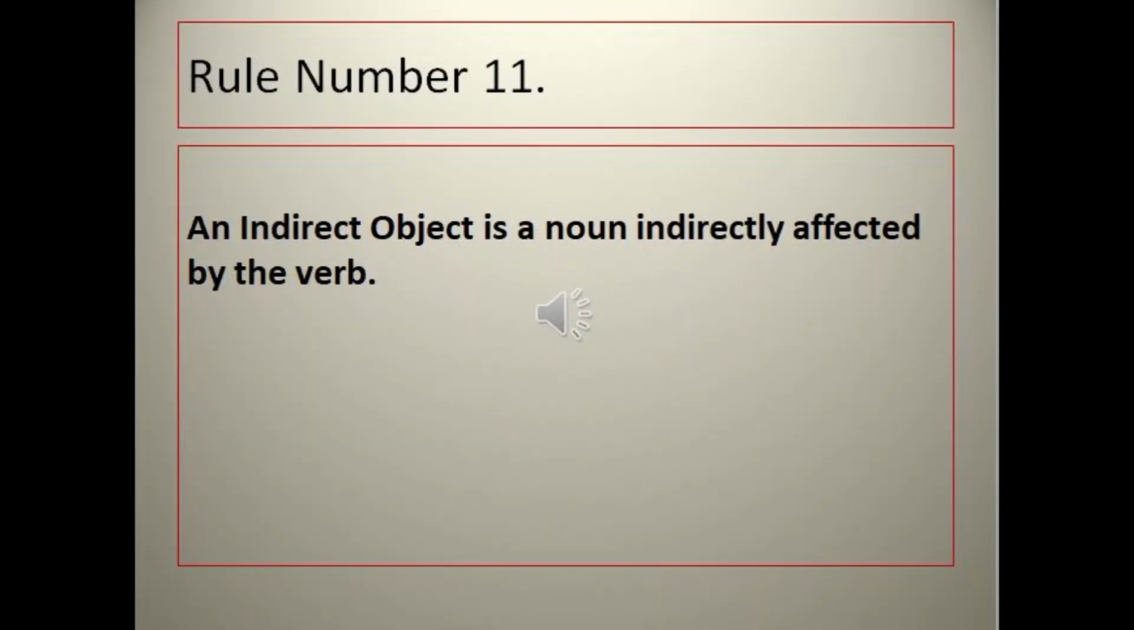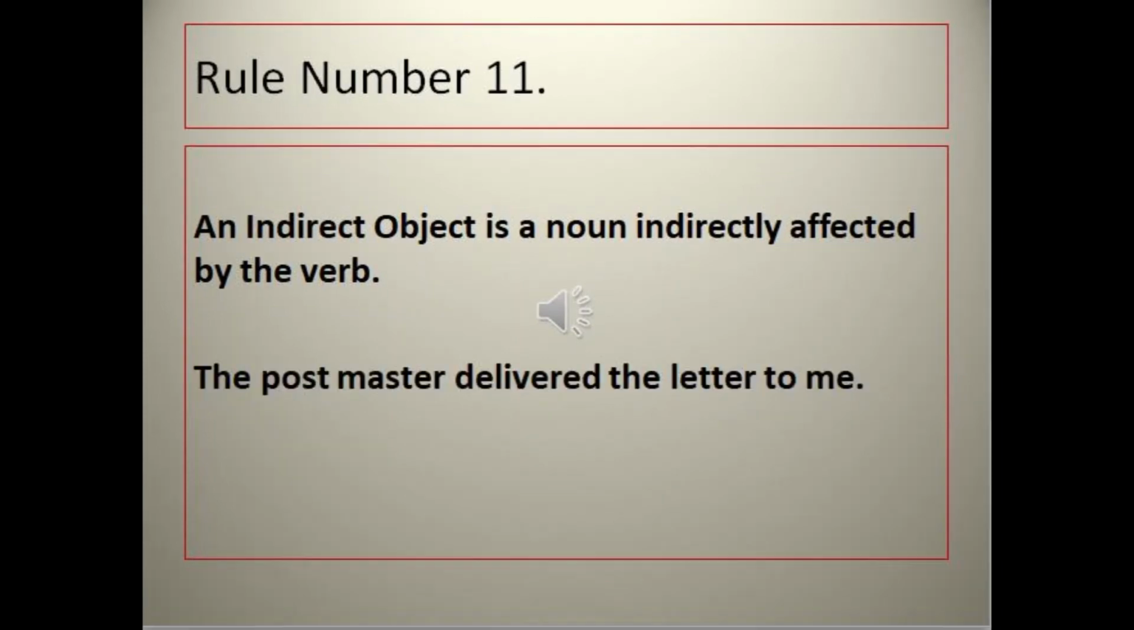Rule number 11. An indirect object is a noun indirectly affected by the verb. Example, the postmaster delivered the letter to me. Some verbs can have direct objects and indirect objects. The indirect object is often connected by words such as to, at, or toward. The mentioned example has a subject, direct object, and indirect object.